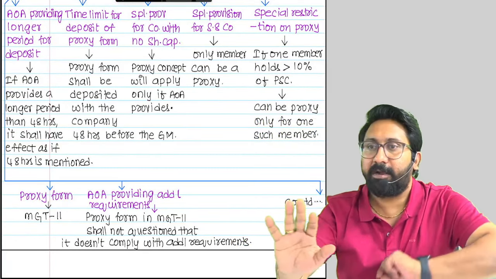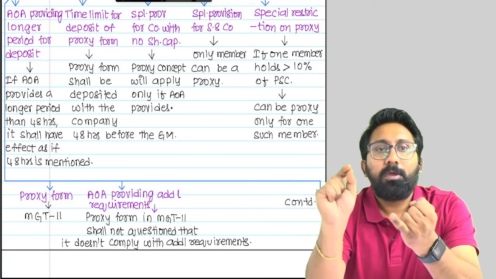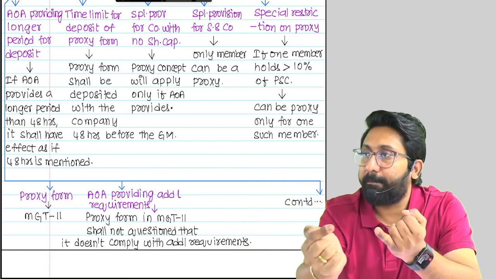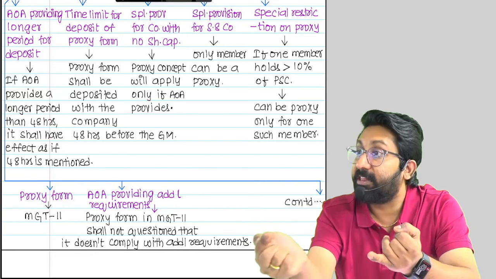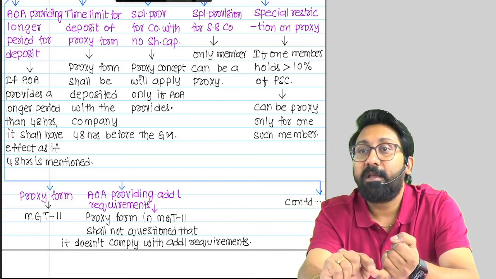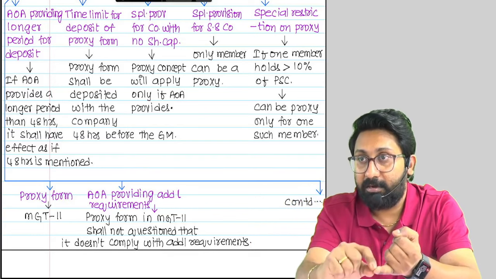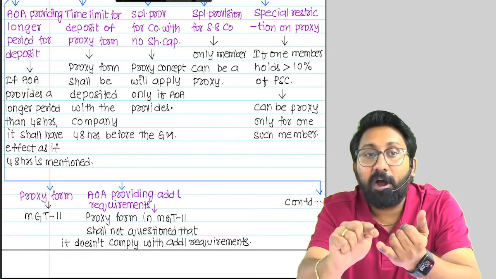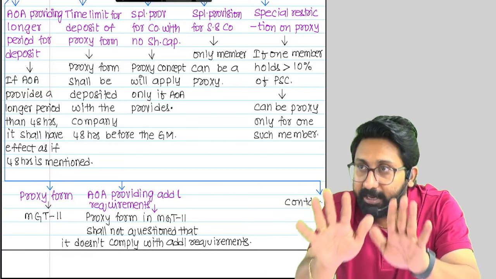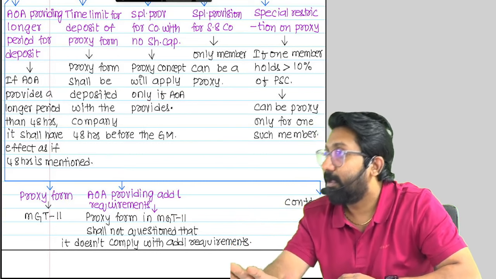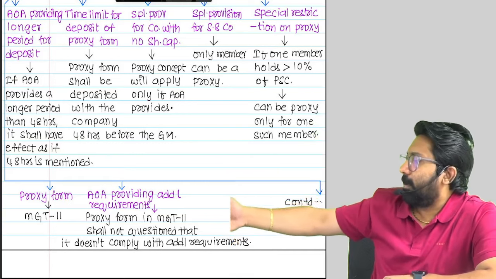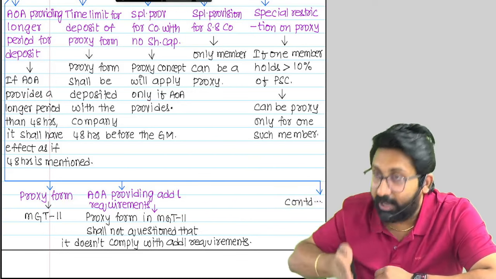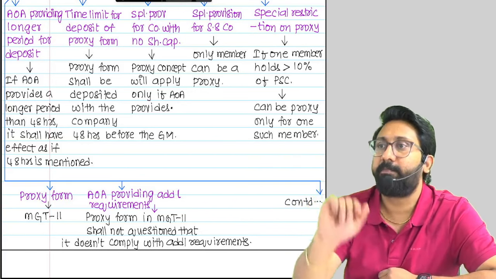I will not tell important. Number one, you should deposit, lodge your proxy forms with the registered office not later than, lesser than 48 hours before the meeting. 48 hours before the meeting. Simply, what does it mean? Meeting is going to be conducted in today's time. By today, you should send your proxy form.